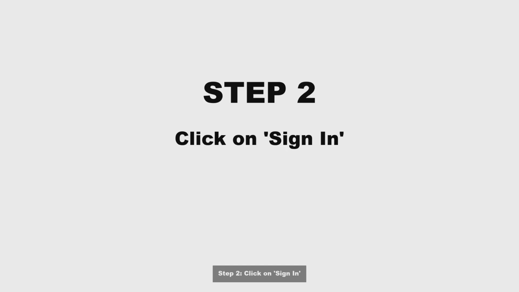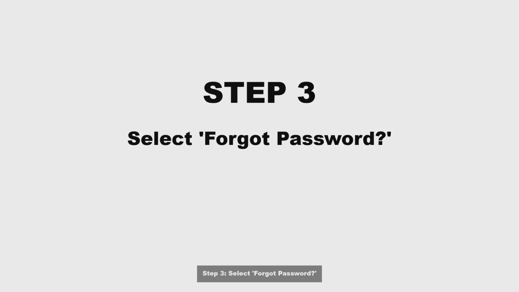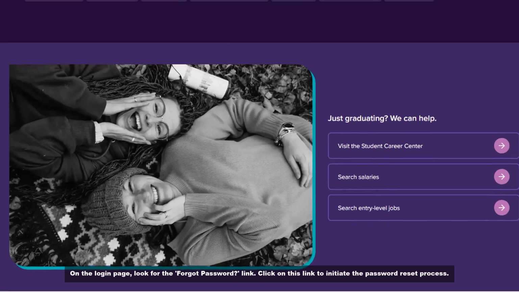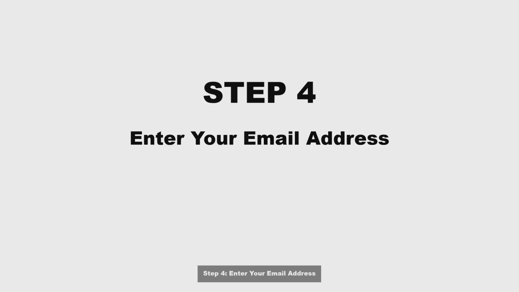Step 2. Click on Sign In. Locate the Sign In button, usually found at the top right corner of the homepage. Click on it to proceed to the login page. Step 3. Select Forgot Password. On the login page, look for the Forgot Password link. Click on this link to initiate the password reset process.